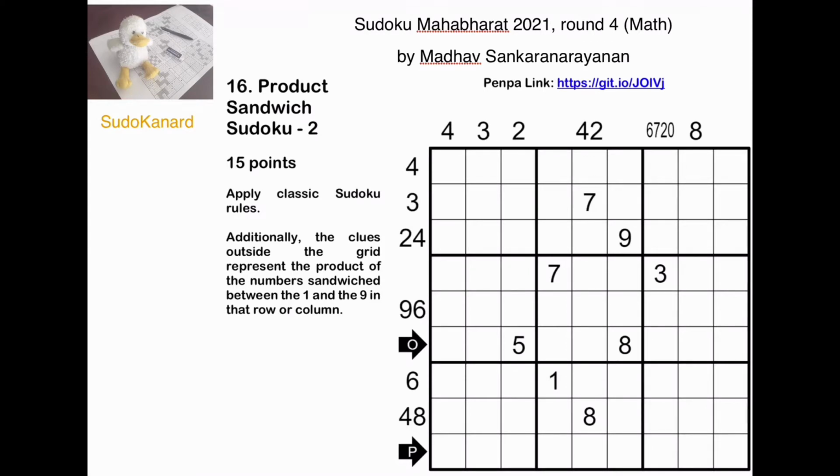So the concept is that whenever you have a clue in the margin, this clue is the product of all digits sandwiched between 9 and 1 in the corresponding row or column. For example, you could have a 1 here with 8 and 3, and this would work to have this product 24.